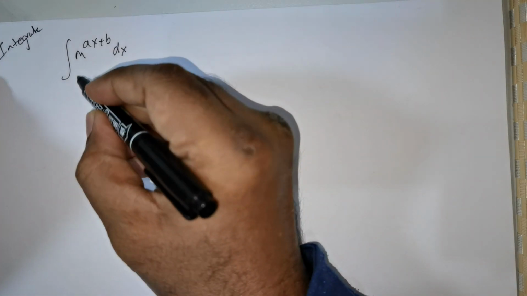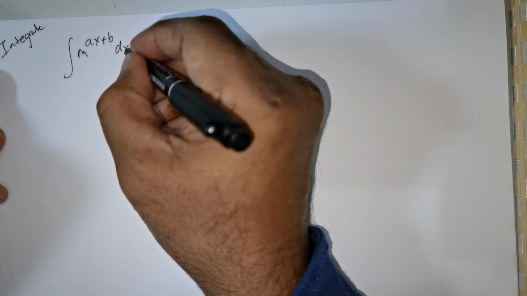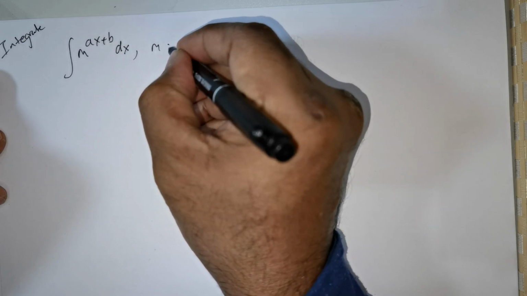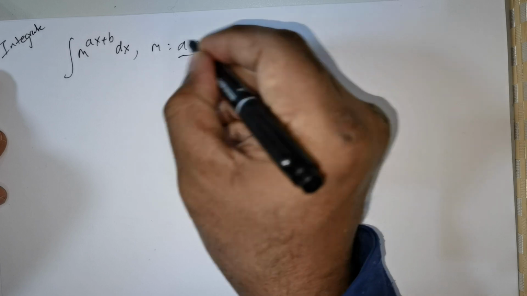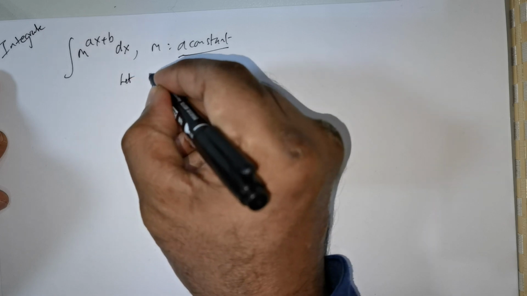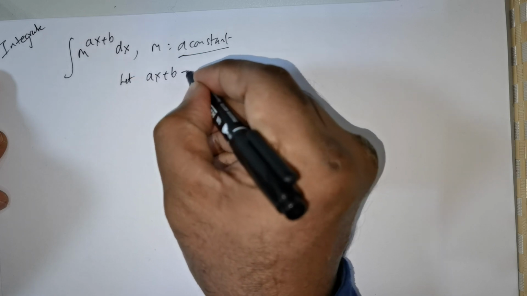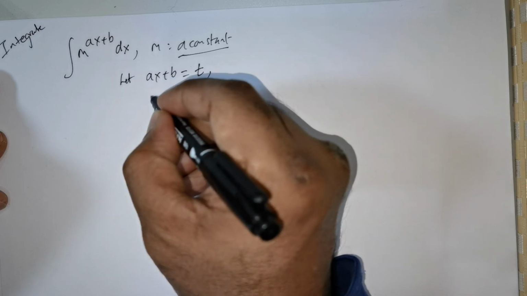Welcome students, we've been given this question: integral m raised to the power of ax + b times dx, where m is a constant. Now you need to be very careful when you have an integral of this form. So foremost, I would like to take ax + b to be equal to some t, and then I will differentiate both sides.